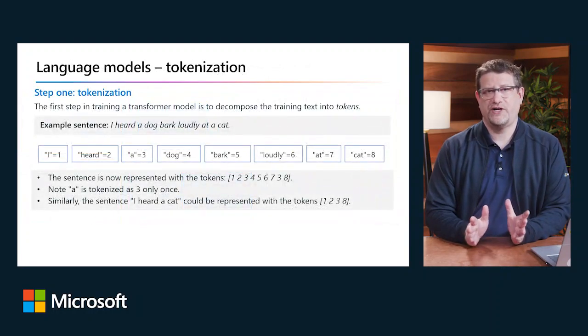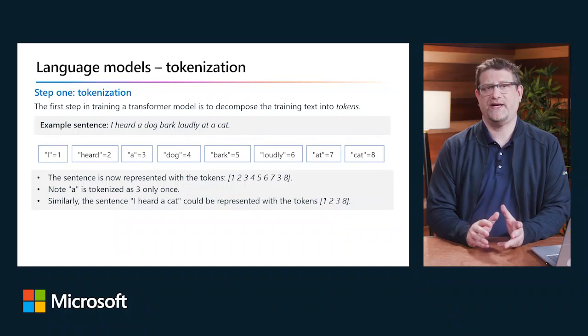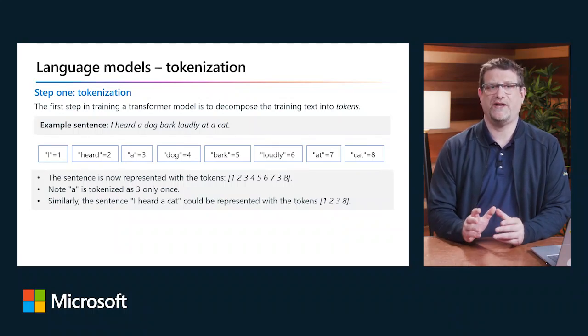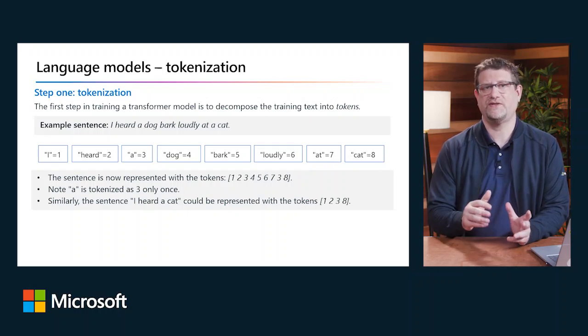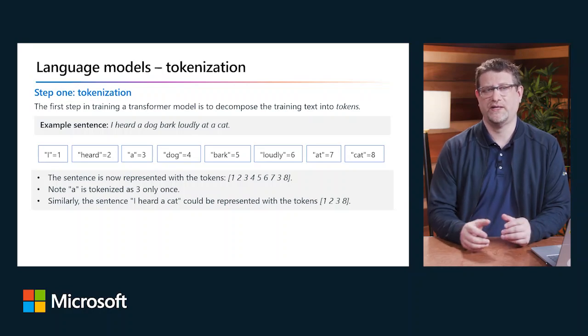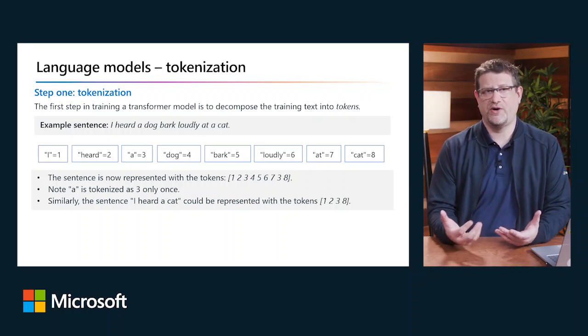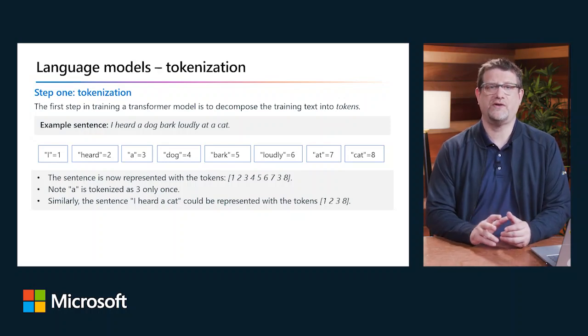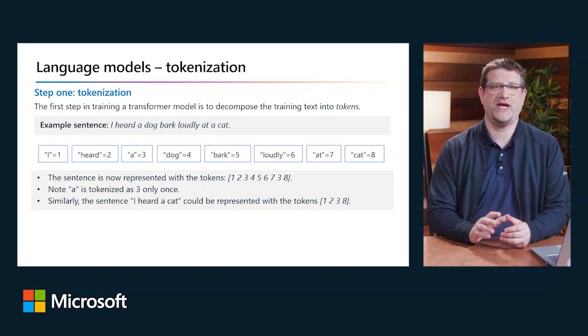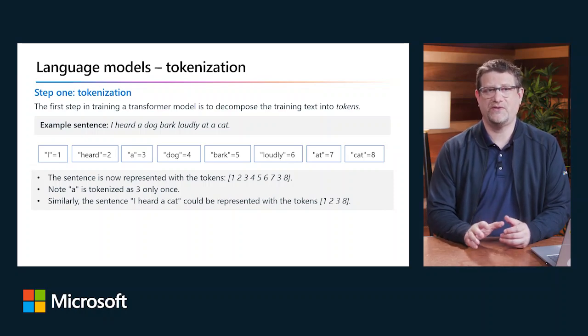The first step in training a transformer model is to decompose the training text into tokens. In other words, identify each unique text value. For the sake of simplicity, you can think of each distinct word in the training text as a token, though tokens can be made for partial words or a combination of words and punctuation. With a sufficiently large set of text on which to train, a vocabulary of many thousands of tokens can be compiled.